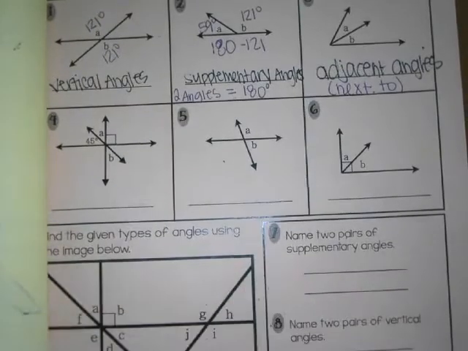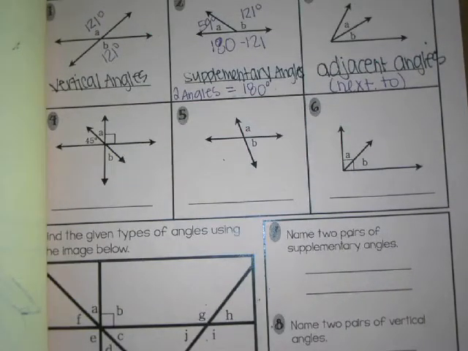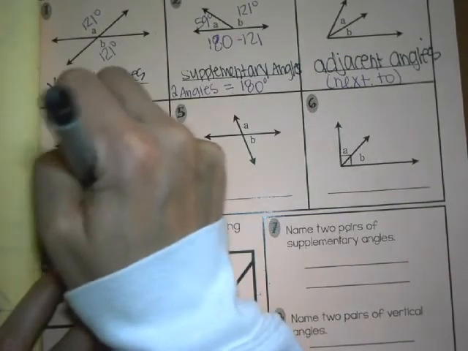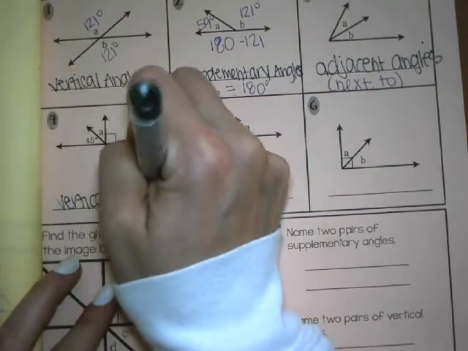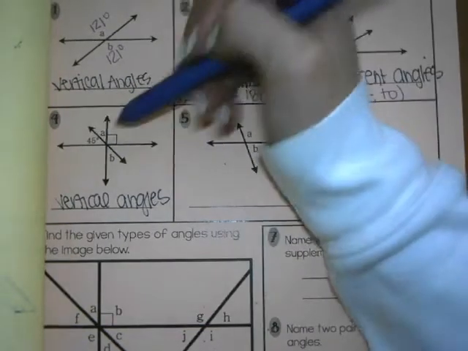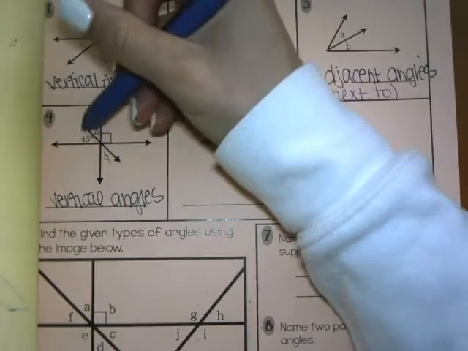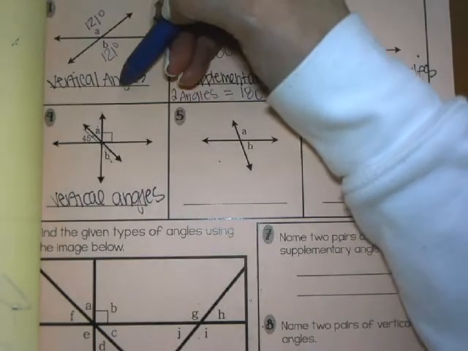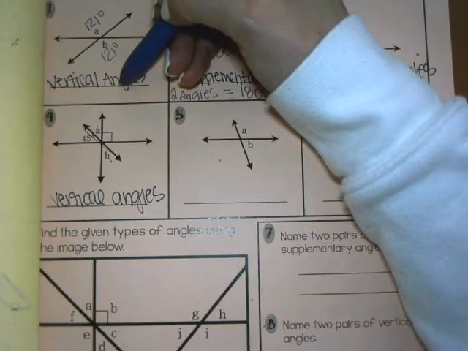Okay, number 4. I want to know A and B because there's a lot going on here. A and B are either supplementary, complementary, vertical, or adjacent. When you're looking at A and B, which of those 4 is it? They are vertical. Excellent. So A and B are vertical angles because they are directly across from one another. They are made up by using the same 2 lines. Do you see how the same 2 lines are what are used to make up A and B? That's what makes them vertical.